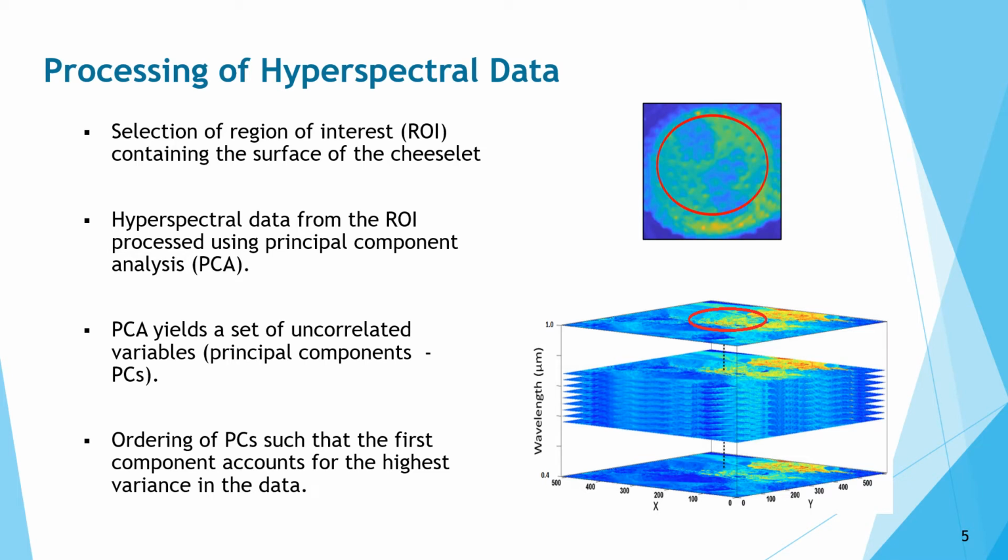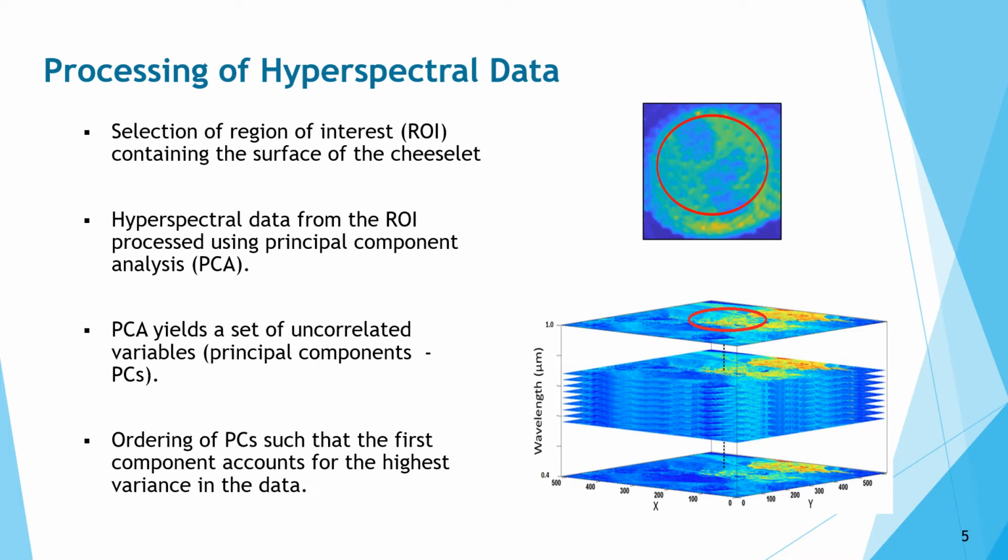After the acquisition of hyperspectral data from the cheeselet samples, the next step involved extracting and processing data only from the region of interest from the acquired hypercube. Specifically here, we're just selecting a particular set of pixels that cover the surface of the cheeselet, and we excluded the background pixels. After that, these pixels were used for further processing using principal component analysis.